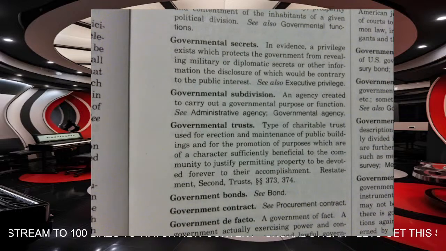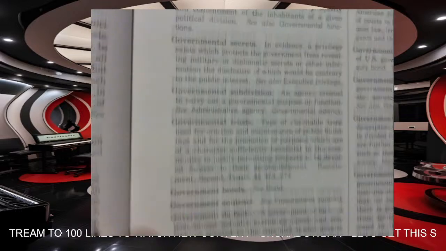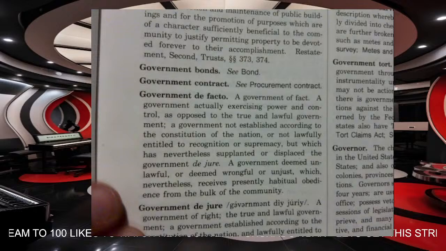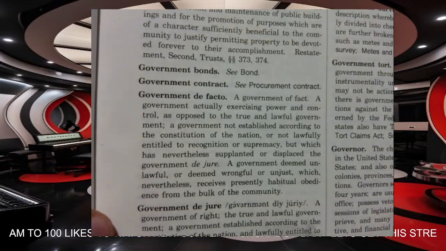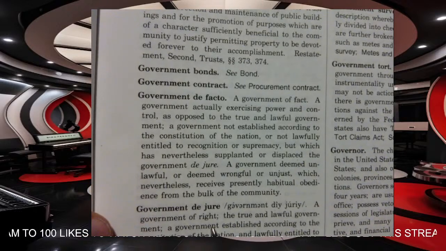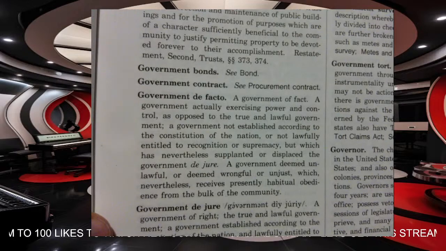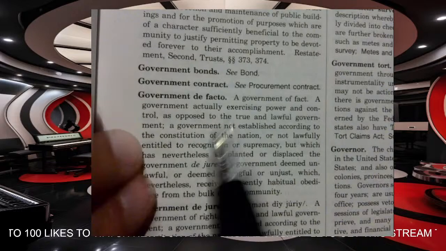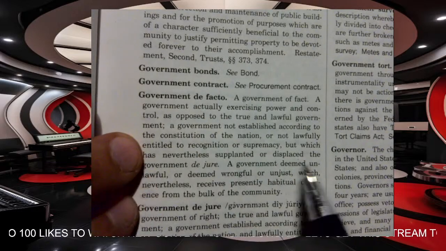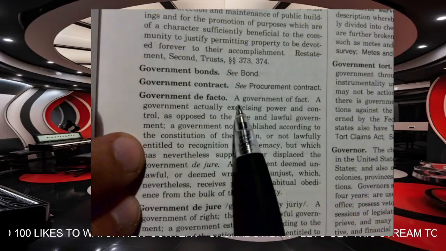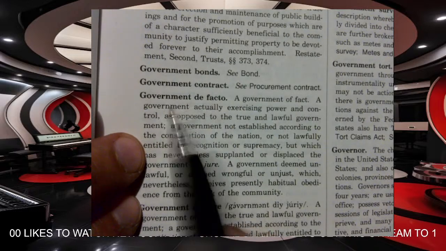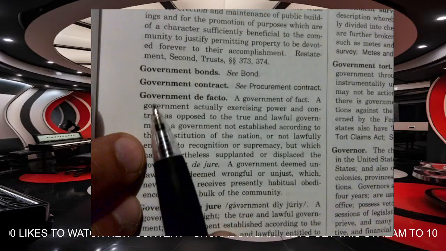Government de facto. A government of rights. The true and lawful government. A government established according... Oh, wait a minute. Like I said, the document viewer is right in my face. I'm looking at two things. I'm looking at the hardcover and I'm glancing at the screen. So forgive me, guys, if I make some errors here.